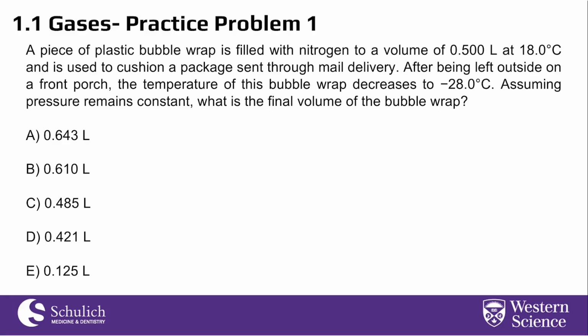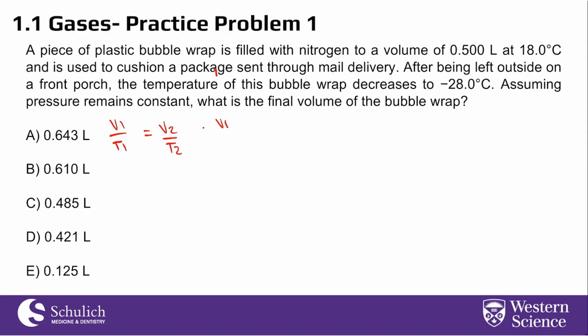So for the first practice question, you can pause it if you want to try it yourself, but I'm just going to go ahead and answer this. We're going to use Charles' law because we're dealing with a constant pressure, so only the temperature and the volume are changing. So we're going to use V1 over T1 equals V2 over T2.